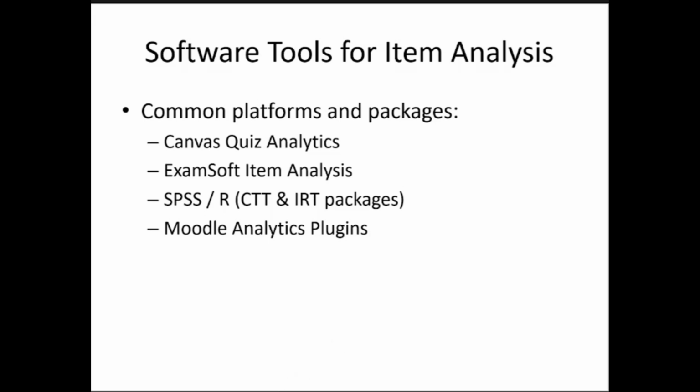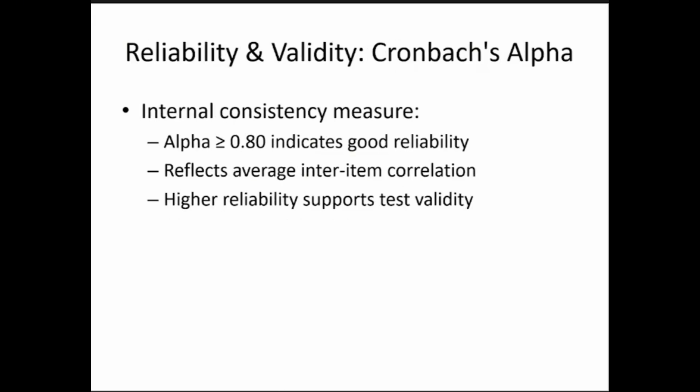So now we'll look at some measures of reliability and validity. Cronbach's alpha has historically been used for finding out the reliability of an exam test score. Cronbach's alpha shows us internal consistency. And if the Cronbach's alpha is more than 0.8, it indicates good reliability. So an alpha score of more than 0.8 indicates good reliability, supporting the validity of our assessments.